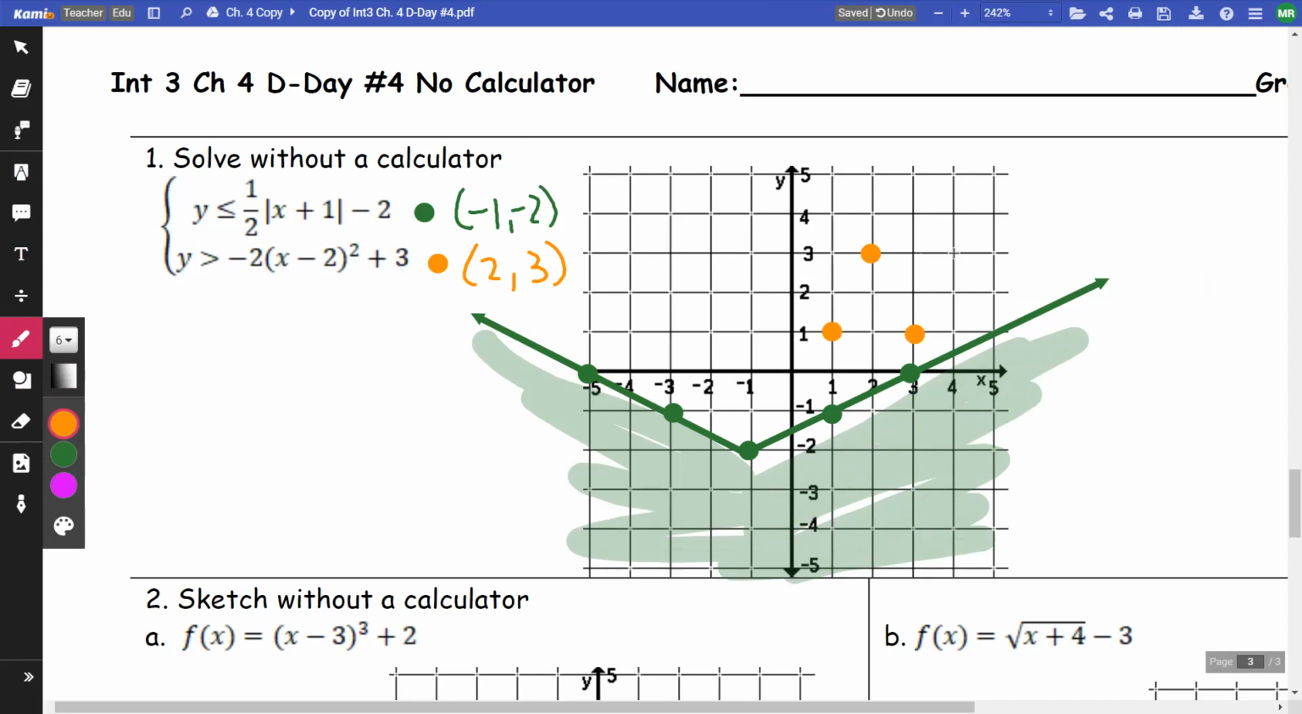I'm going to go out 2. 2 squared is 4. I'm going to times that by -2. I'm going to go down 8. 1, 2, 3, 4, 5, 6, 7, 8. And I'll do the same on the other side. Now this is a dashed curve. So I'll draw a dashed curve.